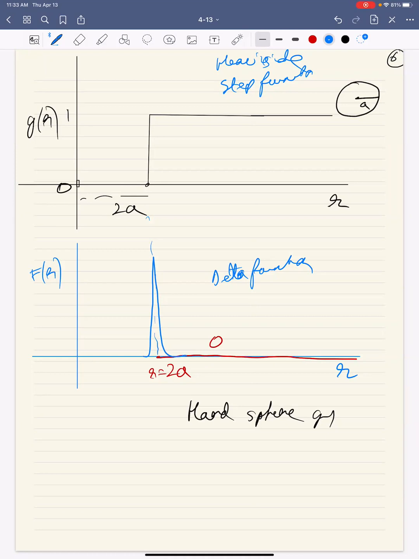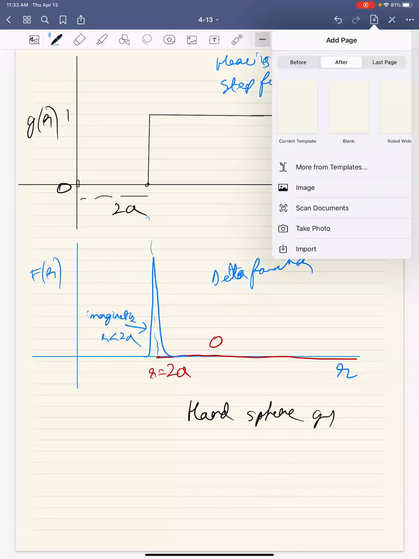Is there any meaning to f of r when r is less than 2a? No. All right, this is imagination. It does not really mean anything for r less than 2a, because the particles cannot get closer than that. The probability of finding the system there is 0. It just doesn't matter. So let's go to one more example, and then I will get to the math, which we will do today.